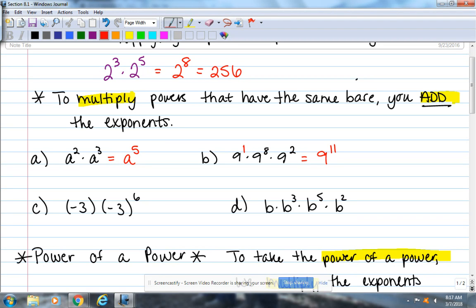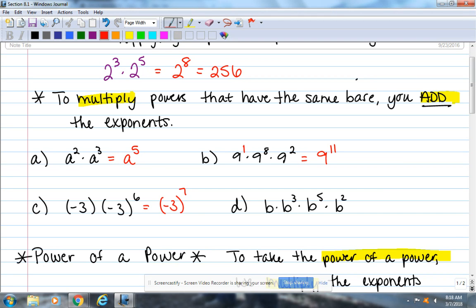Any questions so far? All right, on C, they use parentheses because they have a negative number. It really is important whether or not the negative is on the inside or the outside of the parentheses, okay? So when we write our base, we need to keep it in parentheses as well. So this is going to be negative 3 what power? Understand why it's a 7? Because the first one is a first power.